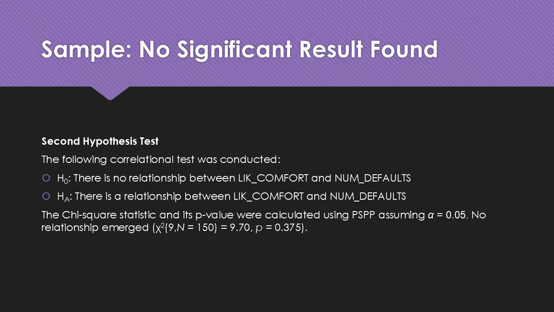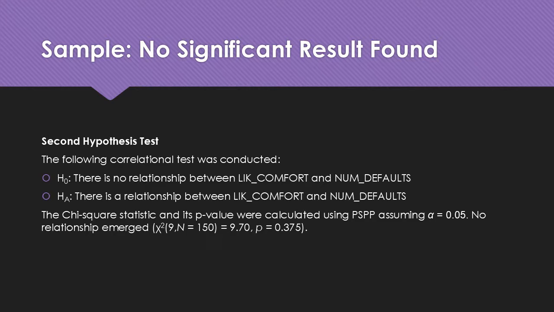We've now moved on to the second hypothesis test in this presentation. Much of the information appears to look the same, but this time we are comparing like comfort and num defaults. To find a correlation between like comfort and num defaults, the null hypothesis therefore would seek to state that there is no relationship between like comfort and num defaults. The alternate hypothesis states there is a relationship between like comfort and num defaults. Our results here are actually identical to the first hypothesis test.